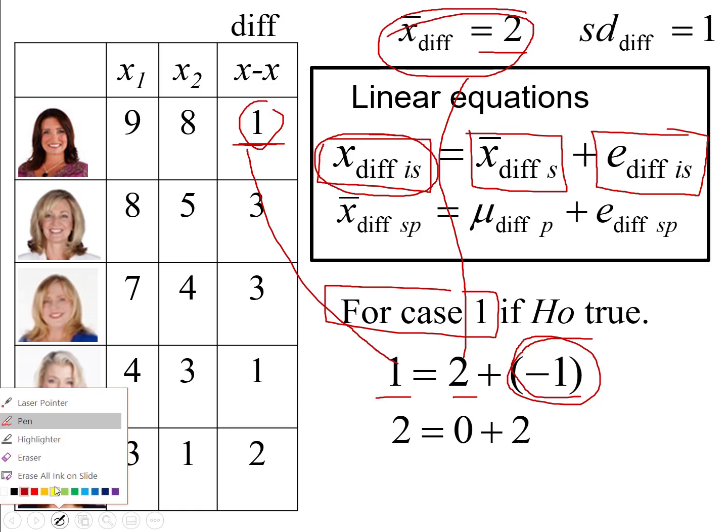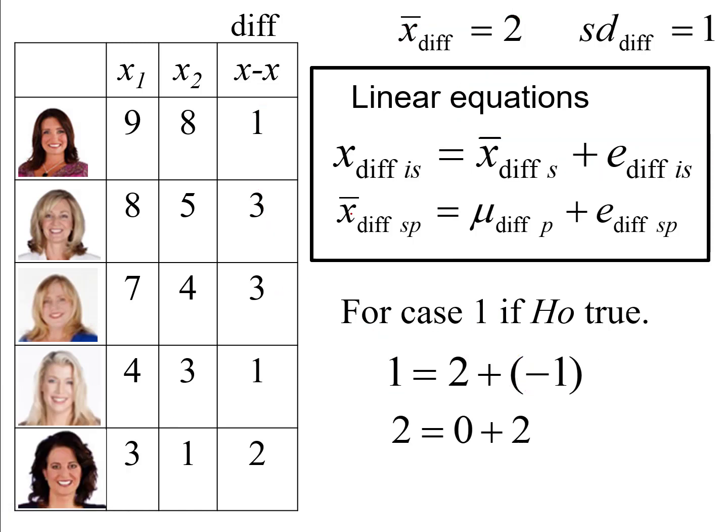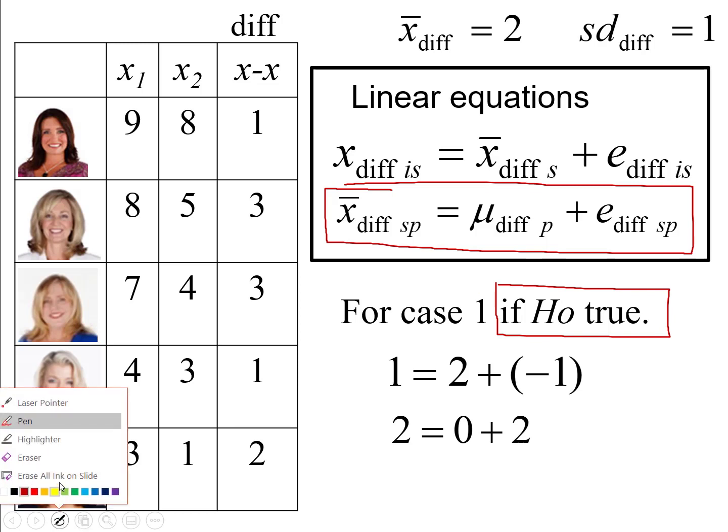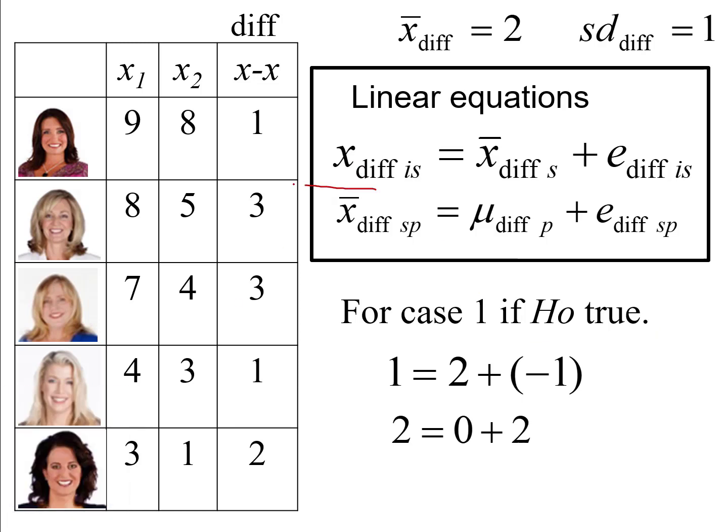And then we could do the same thing for our second equation for sampling error variance in a population, looking at how far the mean difference score from our sample deviates from the true population parameter. And for this example, as always, we're going to assume that the null hypothesis is true. So for this example, if we assume the null hypothesis is true, what are the numerical values for that second equation for sampling error variance in a population?